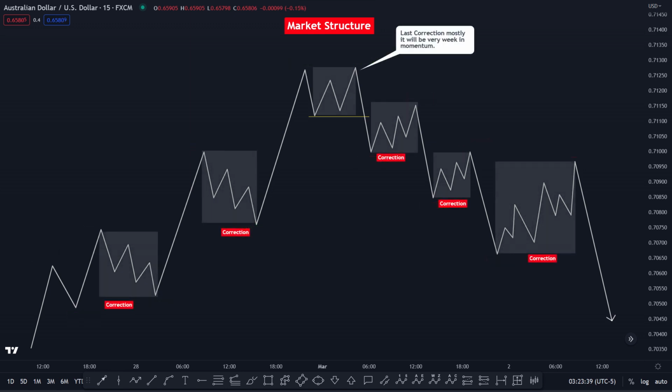The market moves in waves, so when the market is trending you will have impulses and corrections. And another thing is that, mostly on the last move, the market will start to be very slow. You will notice it by having candlesticks that are very small with small bodies.